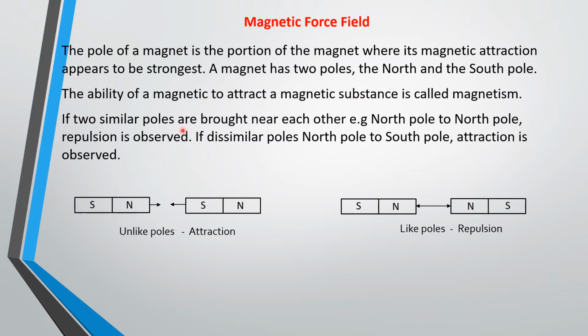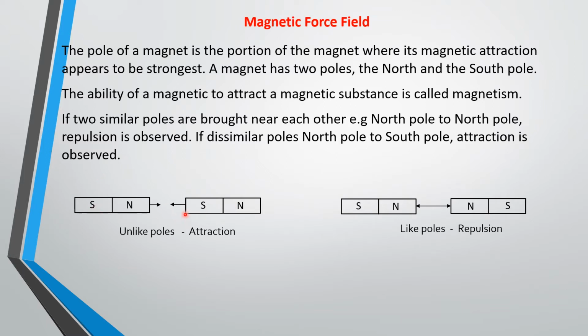So the ability of a magnet to attract a magnetic substance is called magnetism. So magnetic substances are objects that can be attracted by a magnet, most especially metals. Yes, most especially metals. So just like we talked about charges, if two similar poles are brought near each other, that is like north pole to north pole, you observe a repulsion.